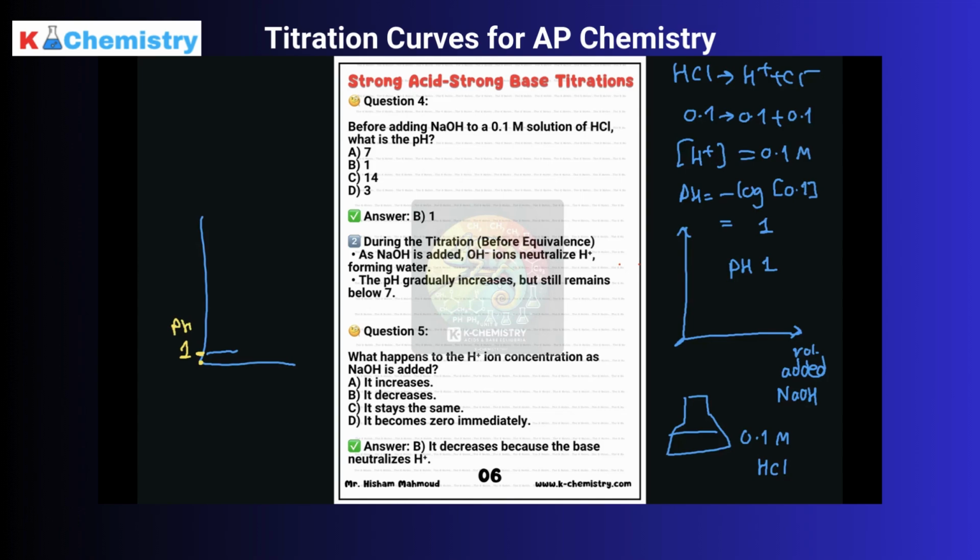The second part, during titration before equivalence, as NaOH is added, OH minus ions neutralize H plus, forming water. Every OH minus I add combines with H plus in the solution to form H2O. The pH gradually increases, but still remains below 7. So what happens to the H plus concentration as the NaOH is added? It decreases for sure, because I'm adding OH minus, which is neutralizing it. This was the second part.